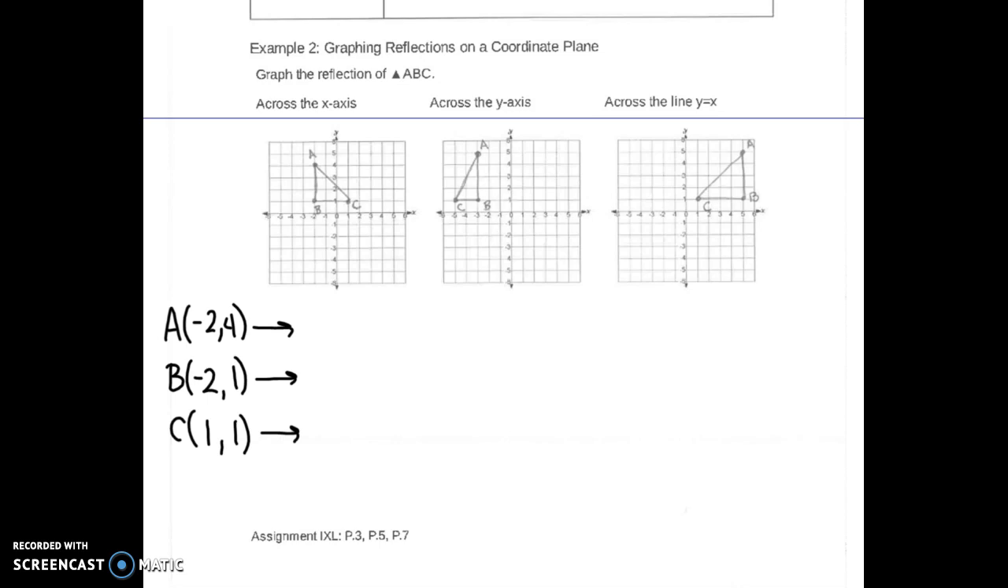So we're flipping across the x-axis. That means we're just doing the opposite of whatever our y was. So A prime is going to become negative 2, negative 4. B prime is negative 2, negative 1. C prime is going to be 1, negative 1. Let's graph those points. Negative 2, negative 4, that's our A prime. Negative 2, negative 1, that's our B prime. And 1, negative 1, that's our C prime.